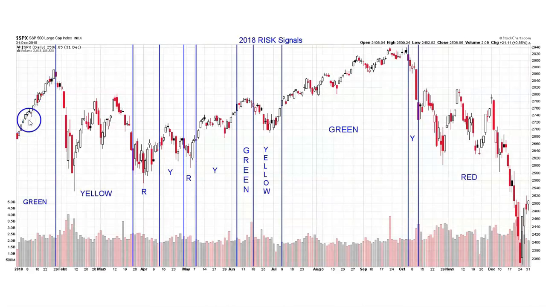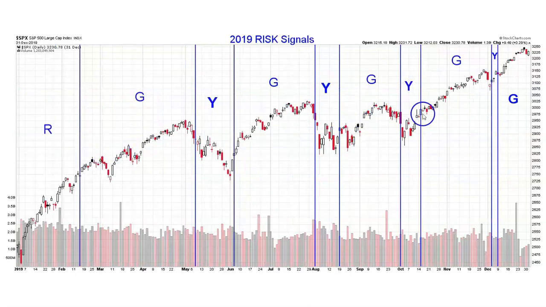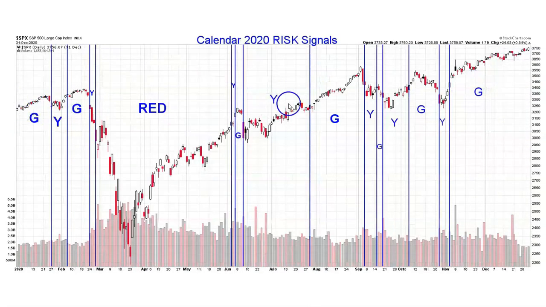A quick review of the risk signals. The green signal is the best risk-reward ratio signal for equity investors, and what you're going to find is that most upward progress in the stock market will happen in a green signal environment, as we see here.